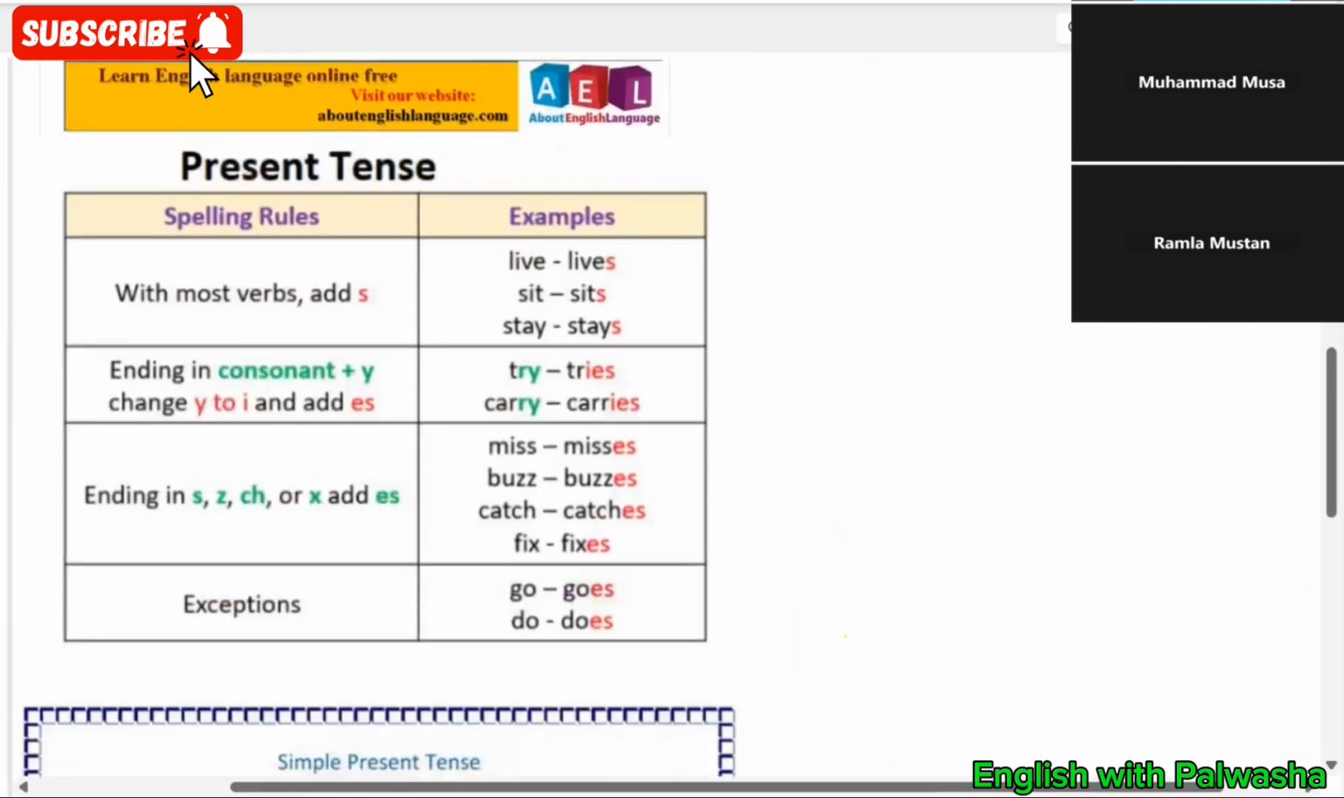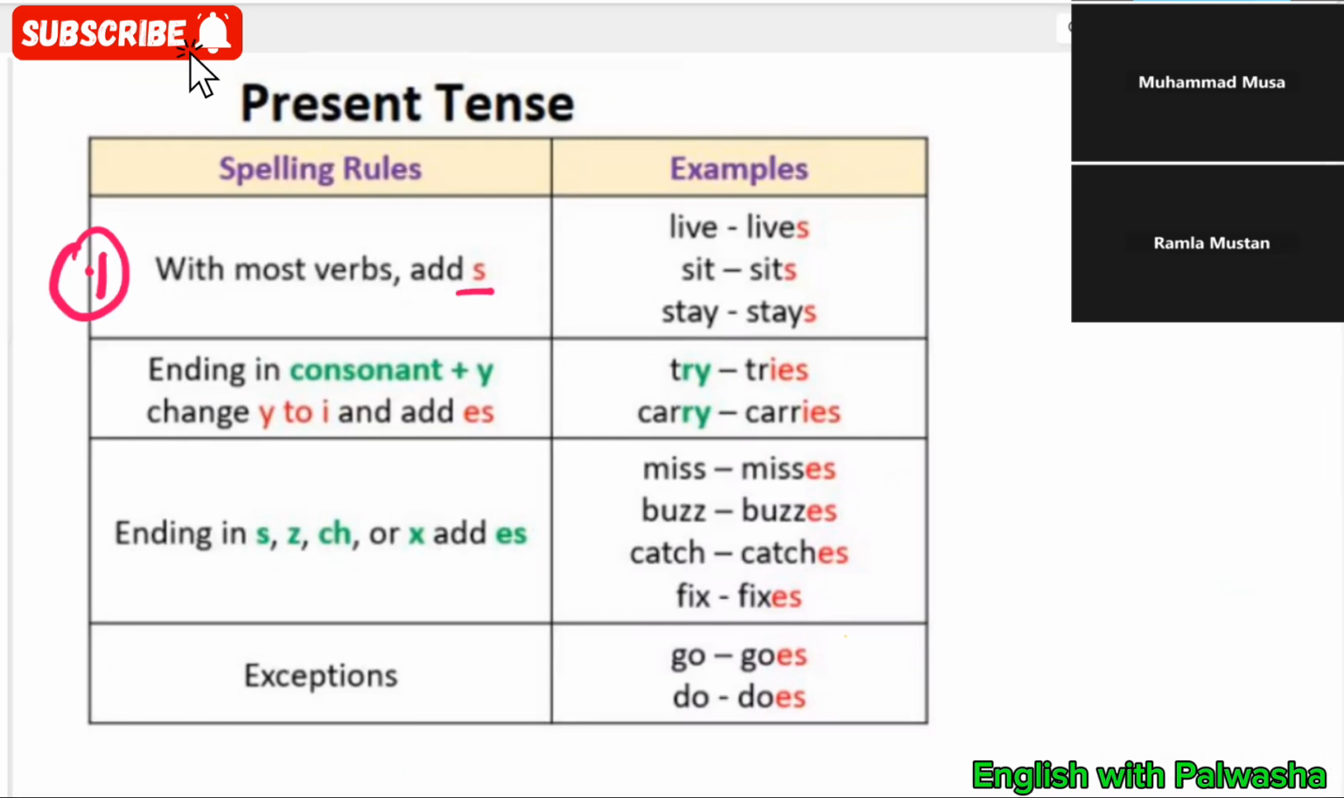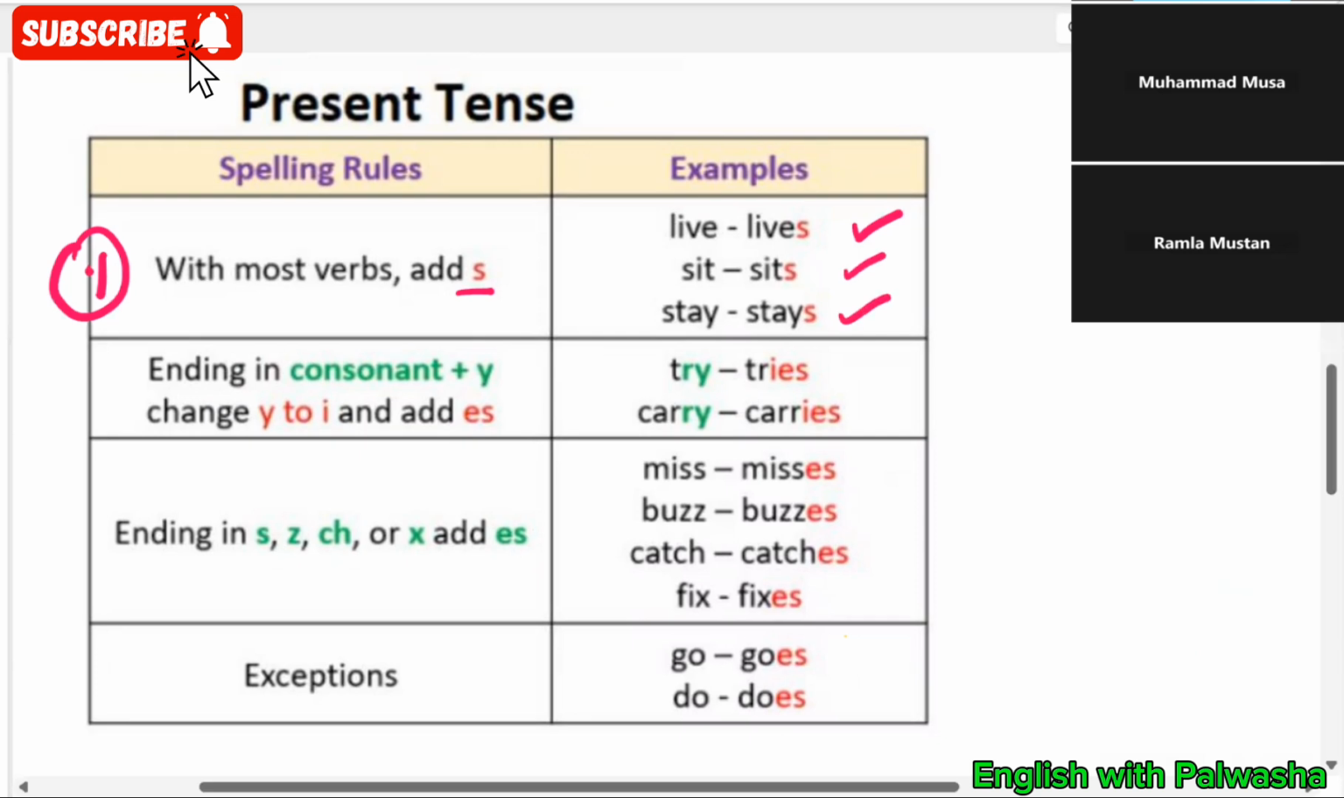Clear? Now these are some simple rules which I'm going to explain to you today, which you need to clearly understand. The first and foremost rule is that with most verbs we have to add s. For example, the verb live, we can use lives. He lives in Pakistan, right? So we use lives, sits, and stays. With most of the verbs, we will be using that.